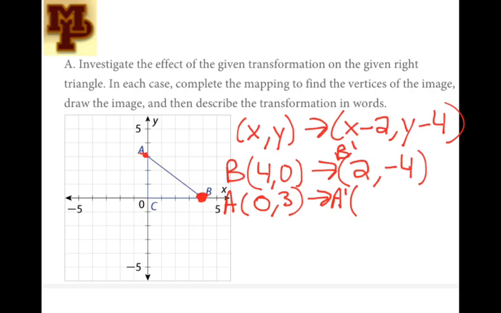So let's go ahead and take 2 away from 0. So that would be negative 2. And then 3 minus 4, so that would be negative 1. And then point C is just 0, 0.